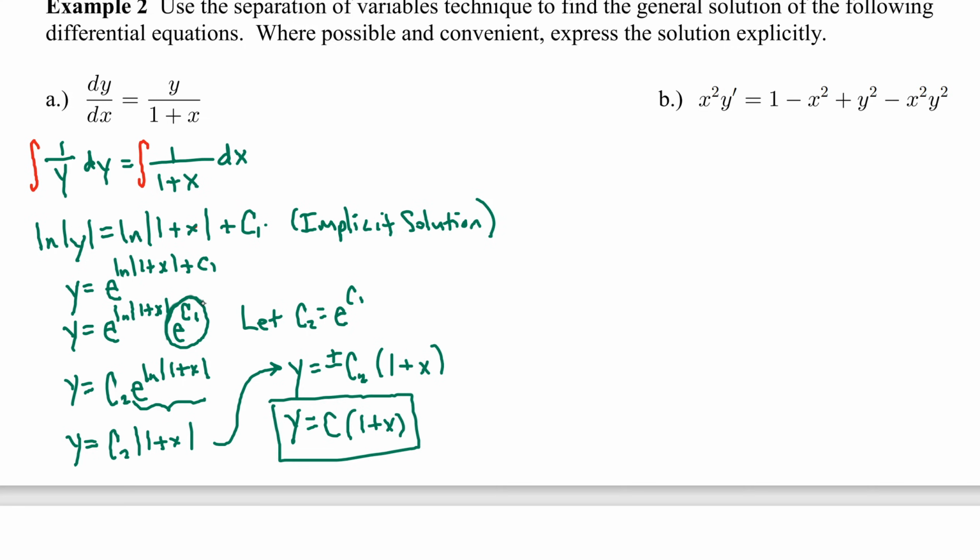So when you see something like this, a constant raised to another constant, you can simply replace it with a new constant. Or in the case where you have a positive and negative constant, an initial condition would certainly decide the specific sign for that constant. So we can make it as general as possible, C times 1 plus x. And once again, this is our explicit solution.